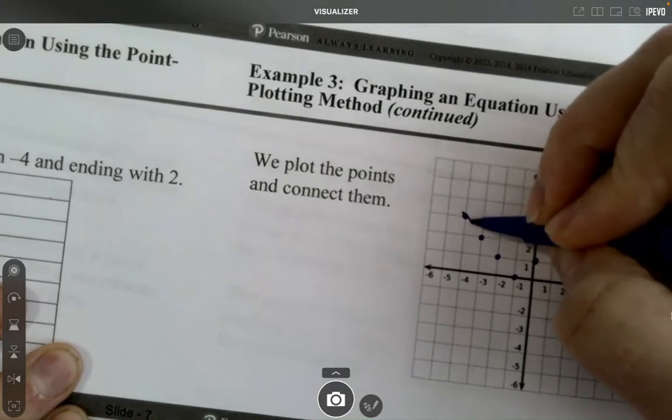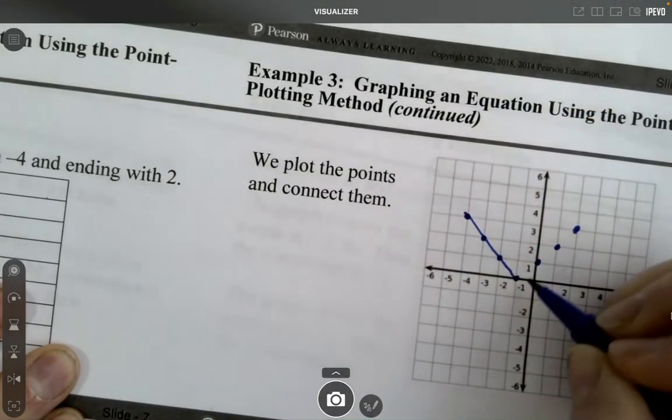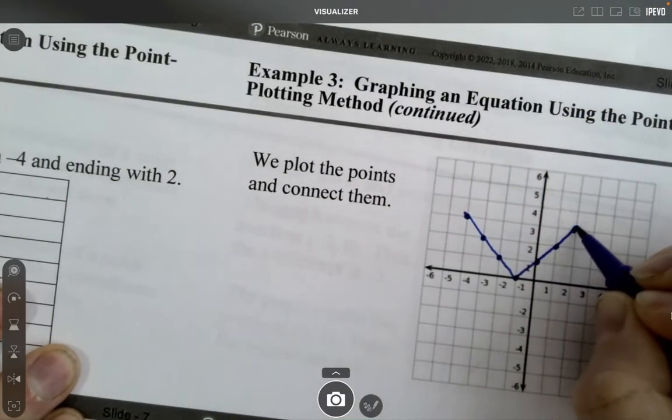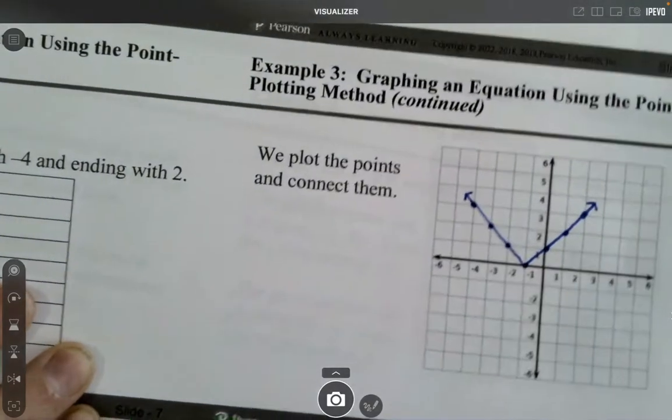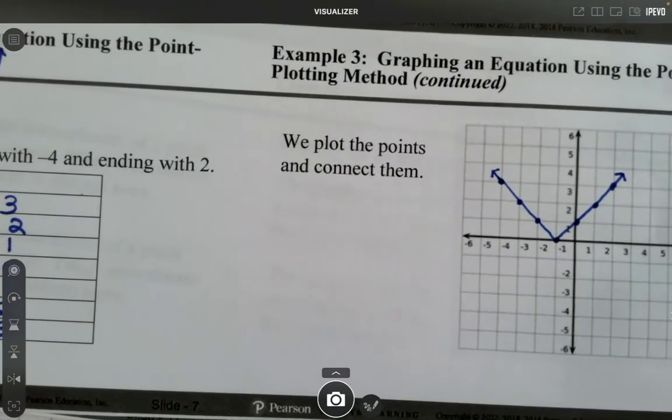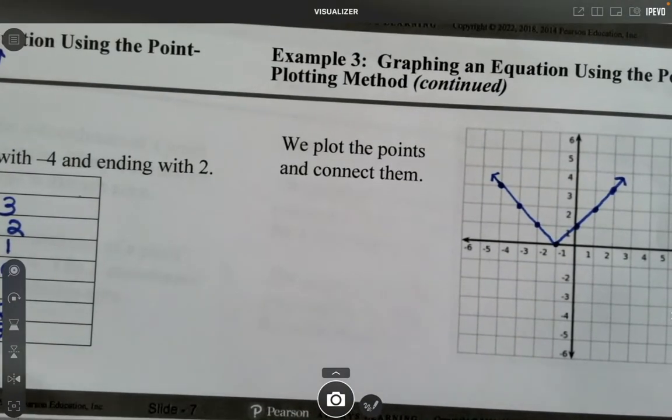And you would connect the dots. And remember how I said absolute value is actually a V. And we know this is going to go on and on forever. So there's arrows that represent on and on forever. Absolute value function is a V. Looks like a V anyway.